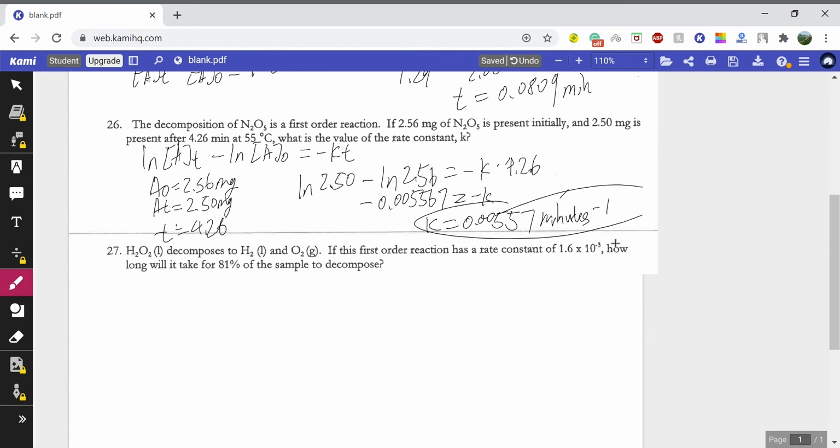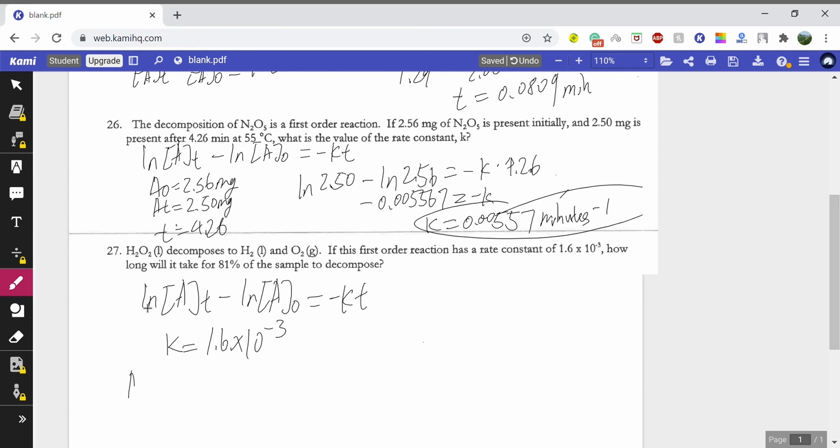And then finally, we have number 27. How long will this take to decompose, a first order reaction. So we're going to use the law for first order, which is ln A of t minus ln A initial equals negative kt. That's what we're given. We're given k, which is equal to 1.6 times 10 to the negative third, and we're also given that 81% of the sample decomposes.